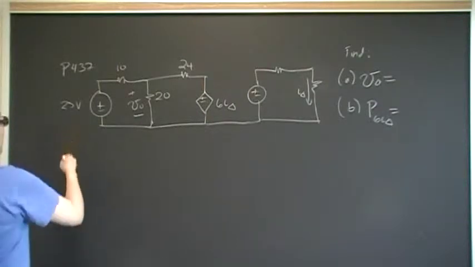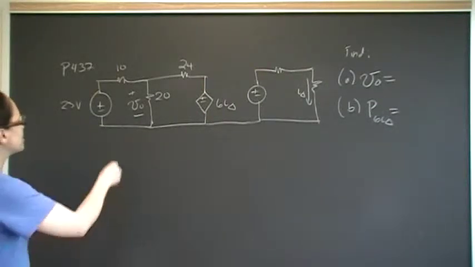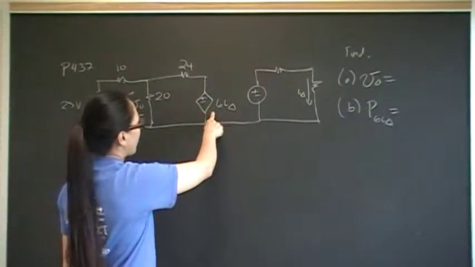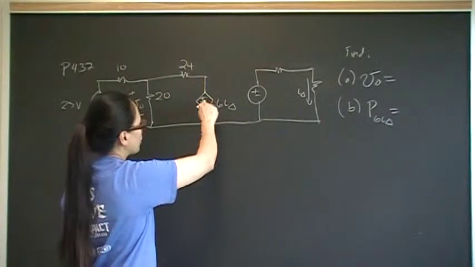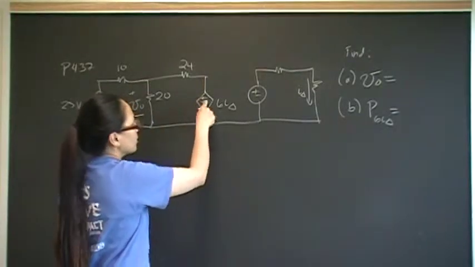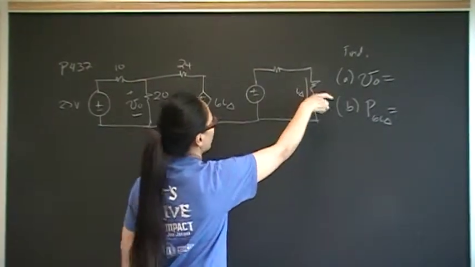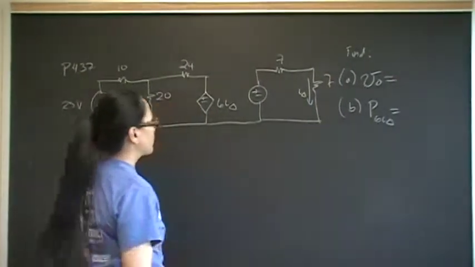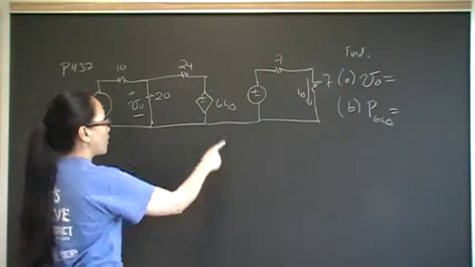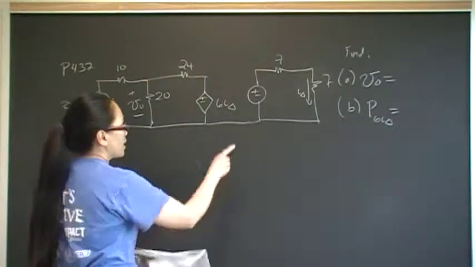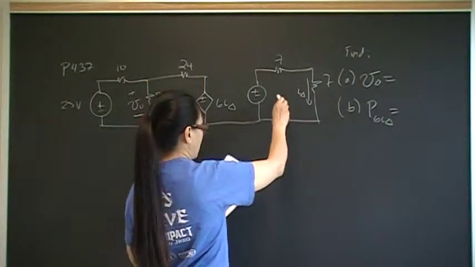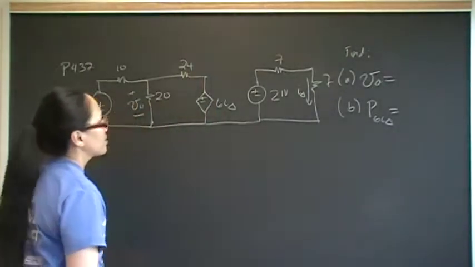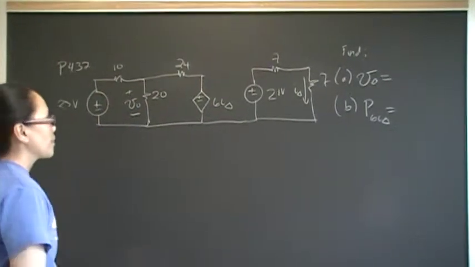We have a 25 volt independent voltage source in series with 10 ohms. We have 20 here, 24 here, and we have a current controlled voltage source. So this voltage source is controlled by this current that goes through this 7 ohm resistor. So that current controls that voltage value. And here we have a 21 volt independent voltage source in series with two 7 ohm resistors.